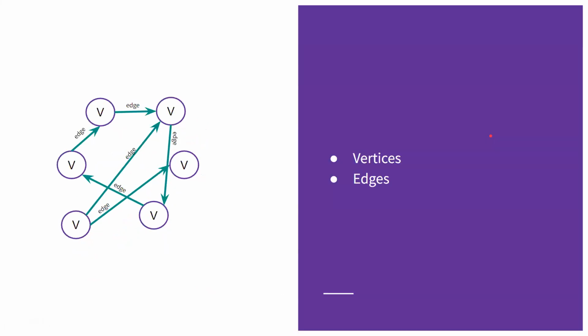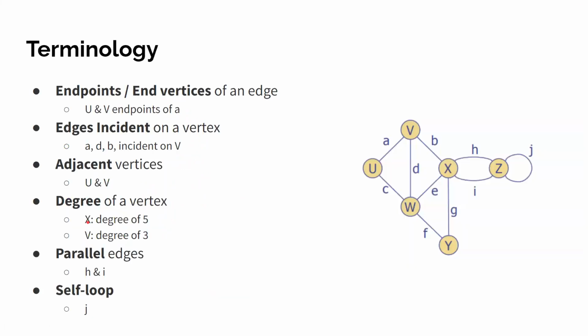Let's see. Okay, here's some terminology. There's vertices and edges. It's pretty self-explanatory, where vertices here are basically the quote-unquote nodes, and the edges are just the pathways. And this is true for both directed and undirected graphs.